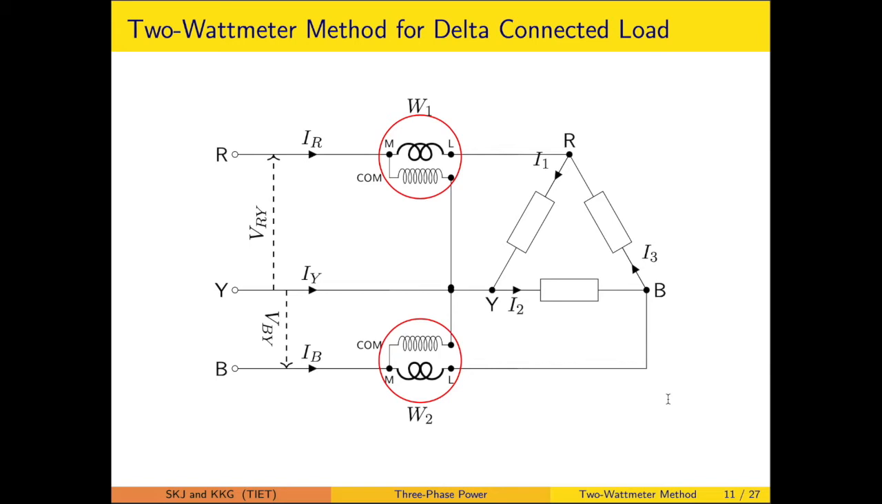Now for the delta connection, the procedure is similar. The only difference which we have to keep in mind is that the voltage VRY is a line voltage which is equal to the phase voltage. VBY is a line voltage which is equal to the phase voltage. However, IR and IB are the line currents, so they are to be associated with the phase currents. So IR will be equal to I1 minus I3. Similarly, IB will be equal to I3 minus I2. So here you have applied the KCL at R and B.